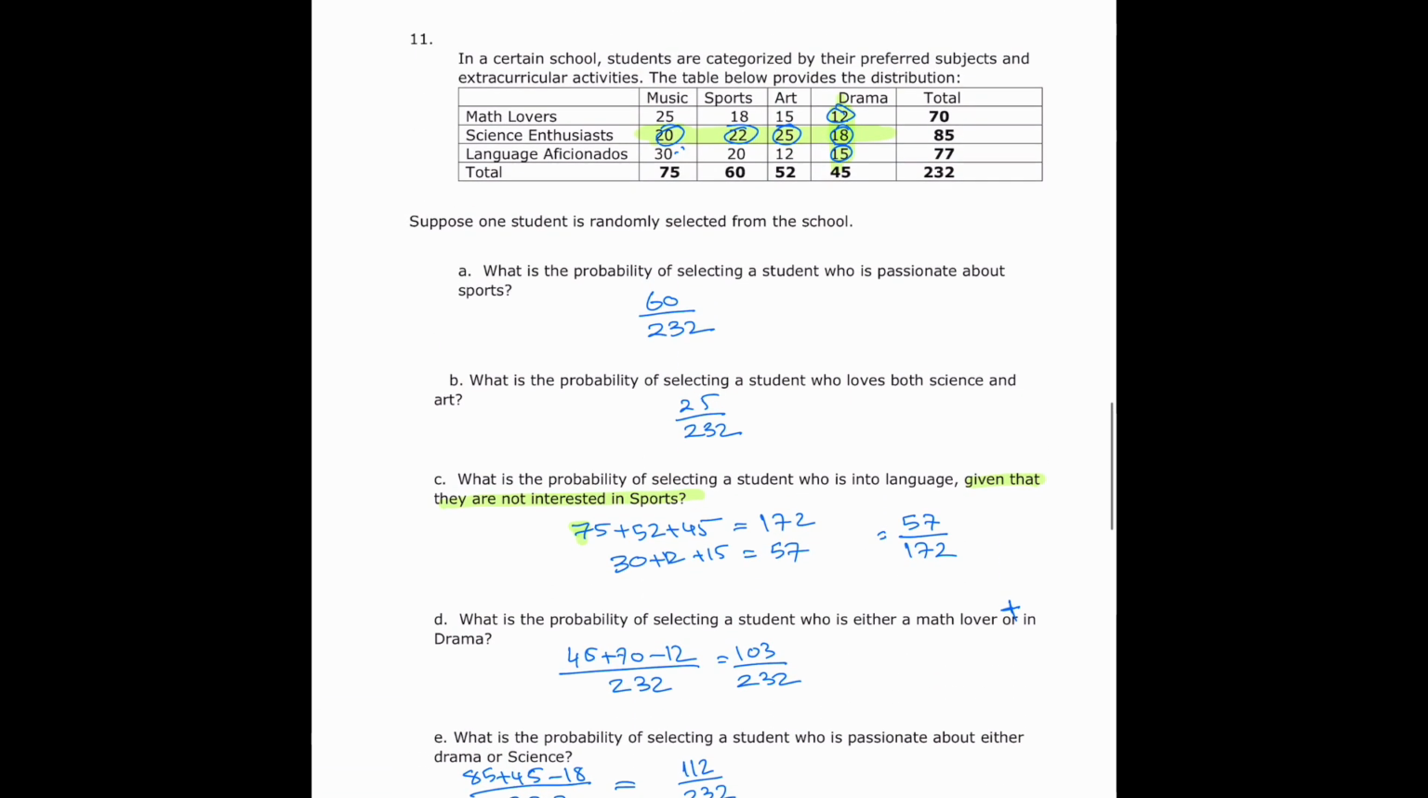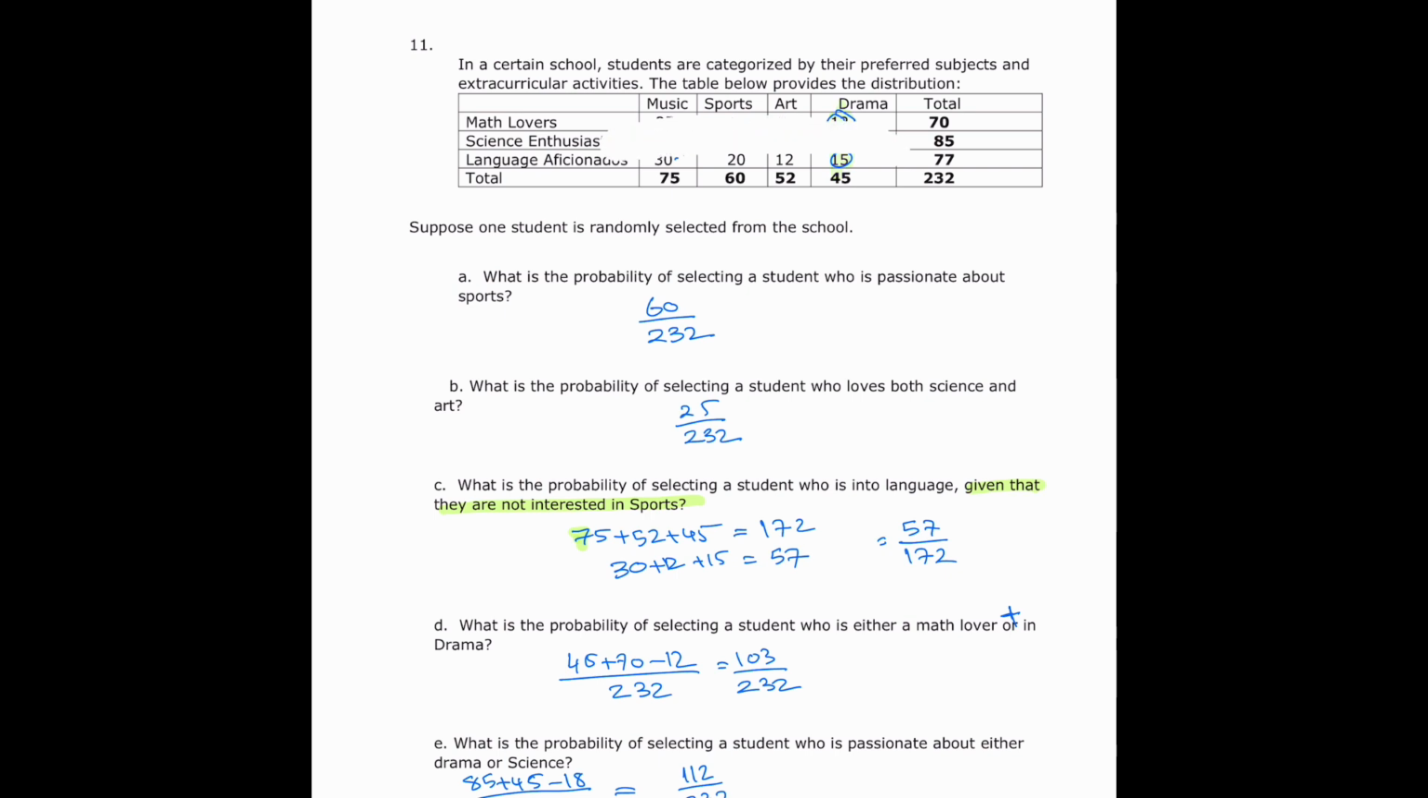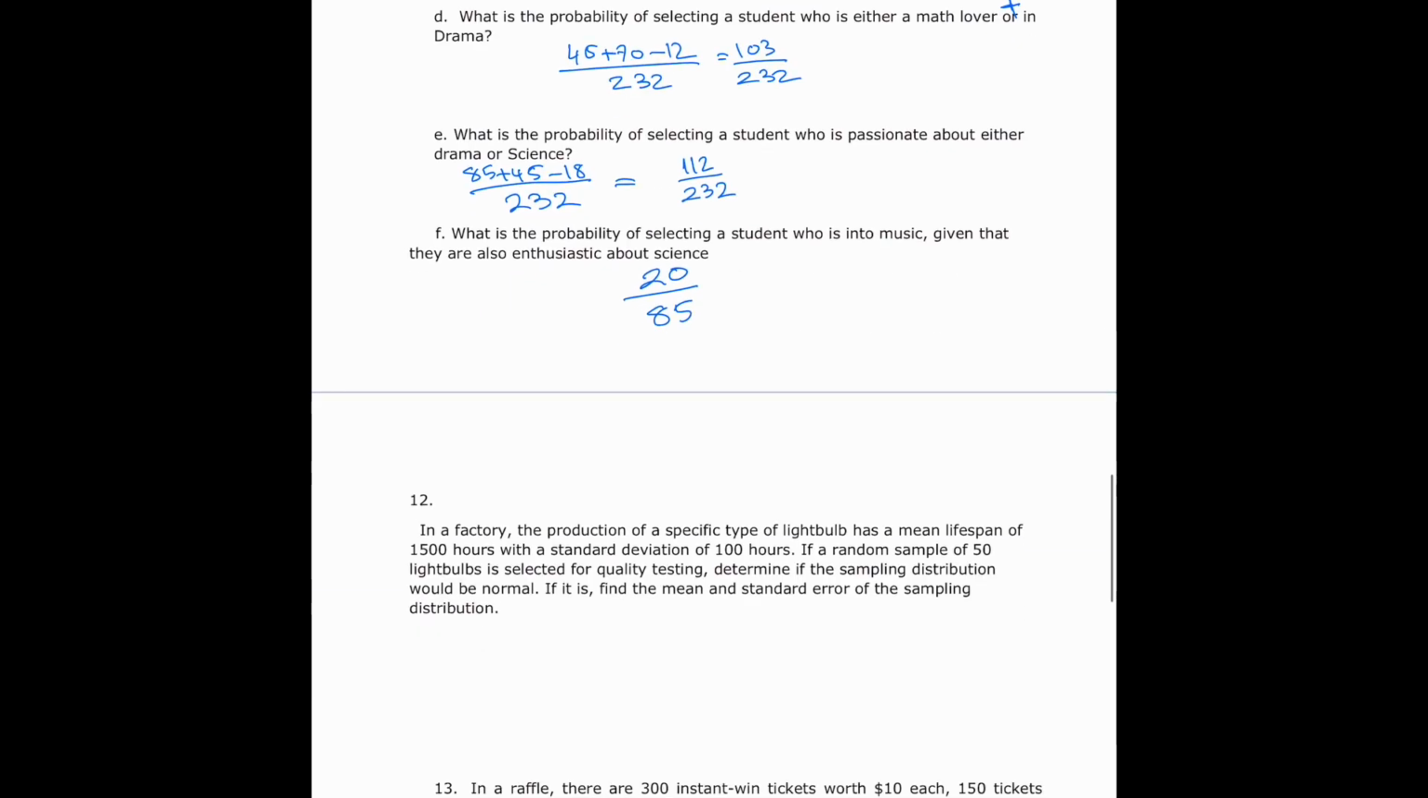What is the probability of selecting a student who's into music given that they are also enthusiastic about science? Because we're looking at everybody who's enthusiastic about science, only that category, I'm just going to highlight the category of enthusiastic about science. In that category, how many people are enthusiastic about music or music lovers? That is 20. So I'm going to say 20 out of a total of 85, the 85 enthusiasts about science, because I'm only looking at those people and excluding anybody else.